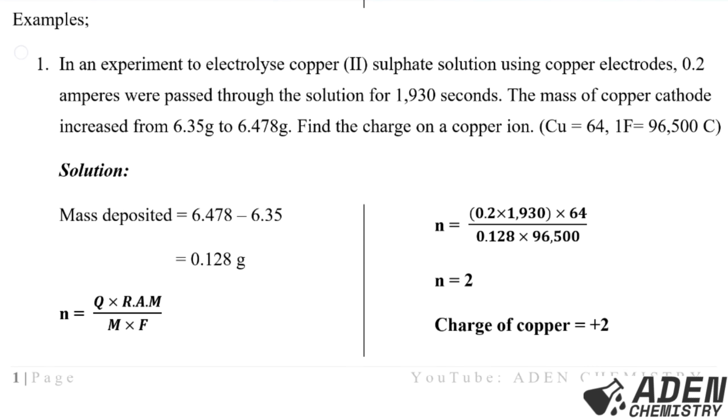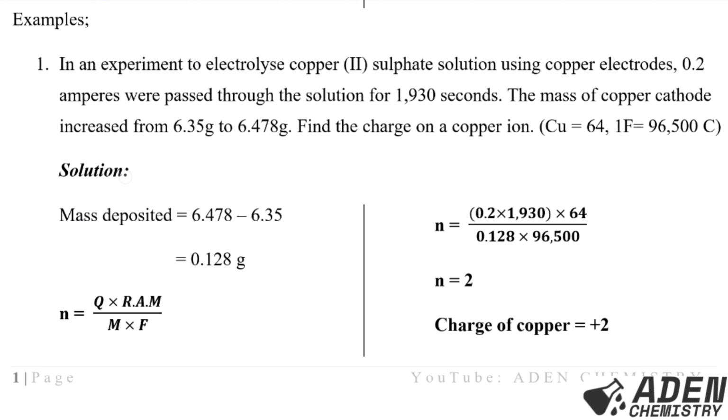Example number 1. We are told in an experiment to electrolyze copper 2 sulfate solution using copper electrodes. We are told 0.2 amperes were passed through the solution for 1930 seconds. The mass of the copper cathode increased from 6.35 gram to 6.478 gram. Find the charge on a copper ion. Then we are given in brackets the Rm of copper is 64 and 1 Faraday is equal to 96,500 coulombs.